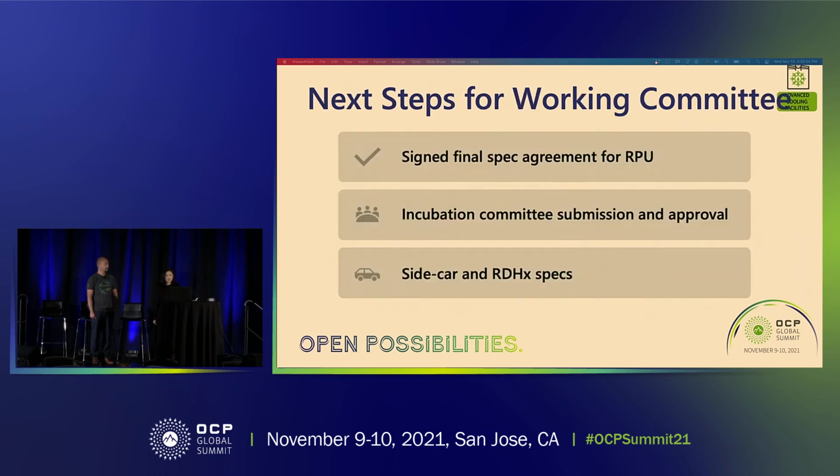So moving to the next, we wanted to have a signed final spec agreement for the RPU and also go through the incubation community submission and approval. Hopefully we can submit the spec to OCP early next year, so everyone can get access and build the product from vendors, and the hyperscalers can use them more easily. At the same time, this working community is also working very closely to develop sidecar and rear door heat exchanger specs, so that can be used to foster an entire ecosystem around this AALC solution.